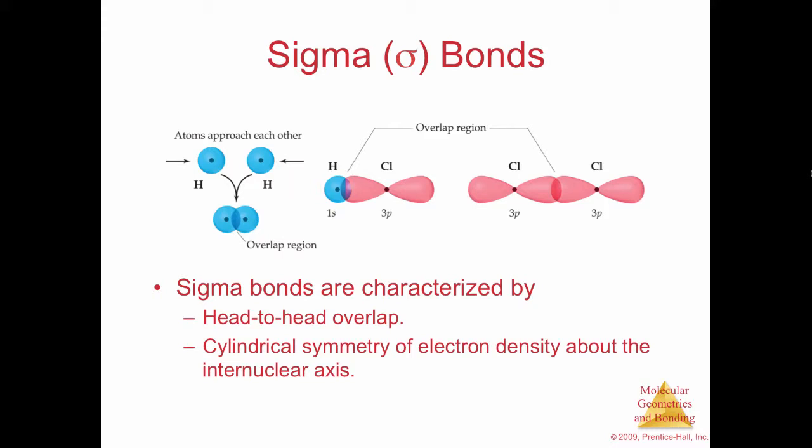So here we see two hydrogens approaching each other, and again, that overlap region is called the sigma bond. It's a head-to-head overlap, and it has cylindrical symmetry of electron density about the internuclear axis. We can see the same thing in the other two examples on this page with the 3p overlap in Cl2 or the 1s and 3p overlap in HCl.